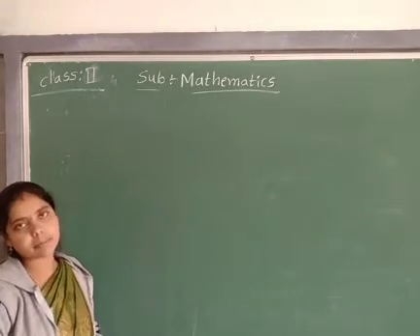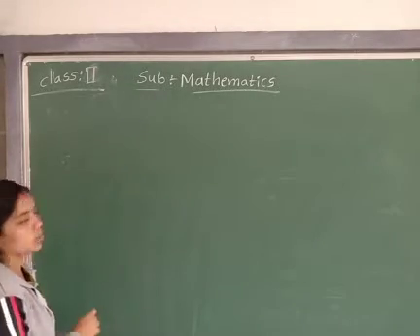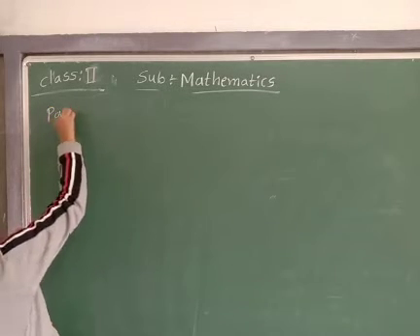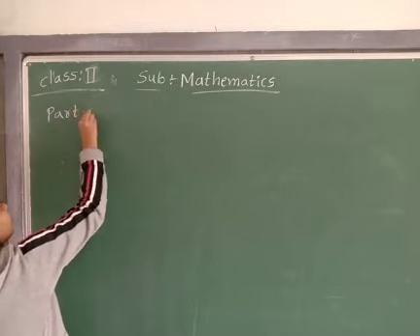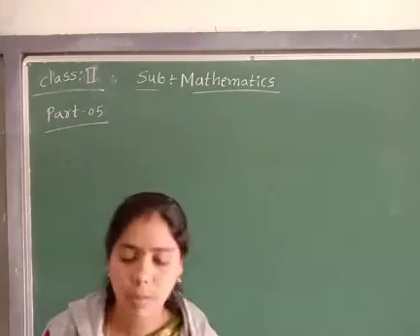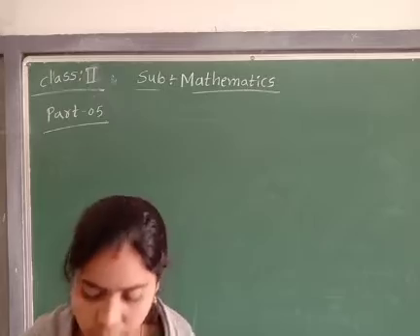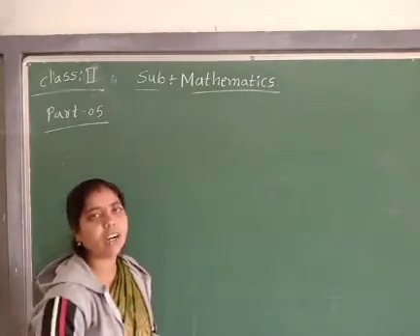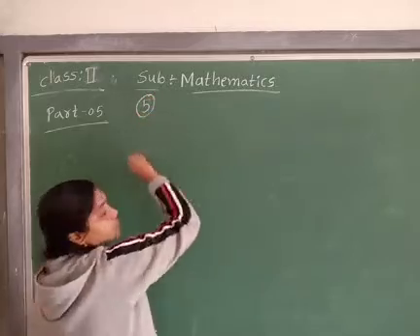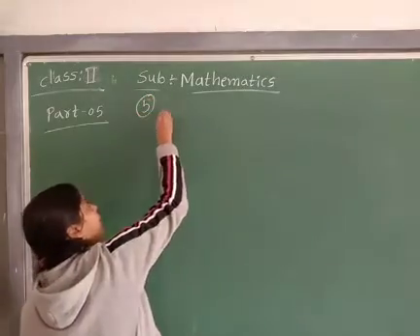Now, second class mathematics. So what is our chapter, children? In the previous class, part 4 was completed, now part 5. In the fifth chapter, addition of numbers. The chapter name is Addition.